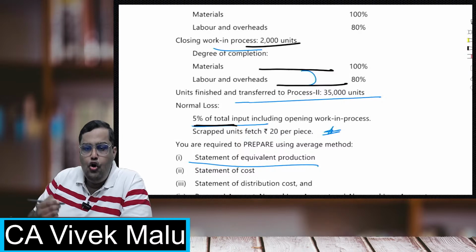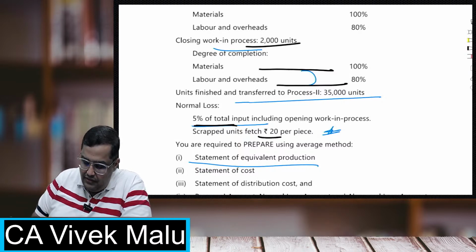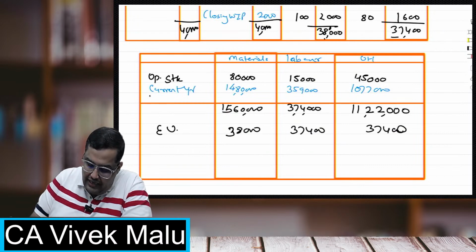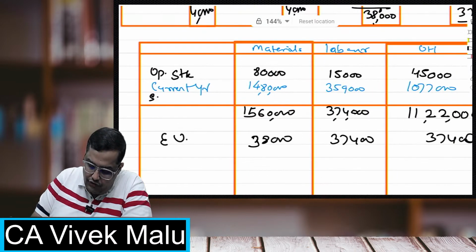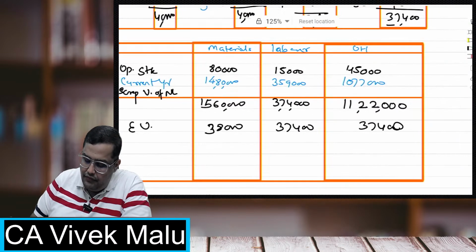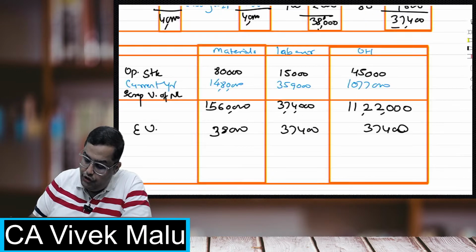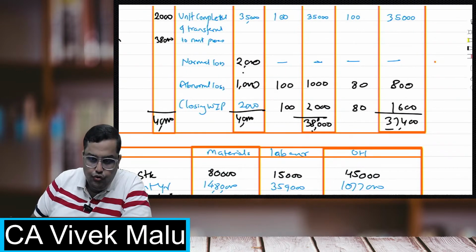Whenever there is a normal loss and normal loss is having some scrap value, then you must reduce it from the cost. So what is the scrap value of normal loss? Always reduce this. Scrap value of normal loss, always reduce this. Now what is the normal loss? Normal loss was 2000 units. We have already calculated that, it was 2000 units.